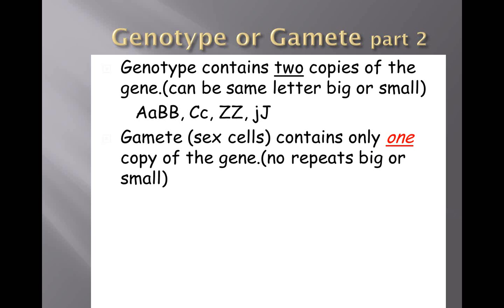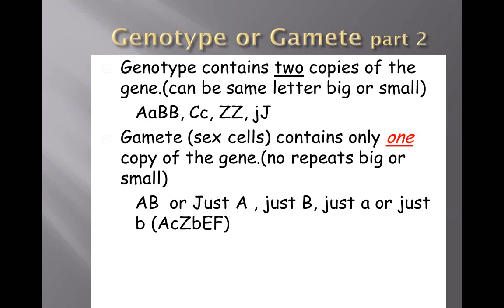Gametes contain only 1 copy of a gene, so there are no repeats, big or small. Looking at this, all the way down here where you have A, C, Z, B, E, F, there are no copies, so there are no big letter and small letter. They're just individual.